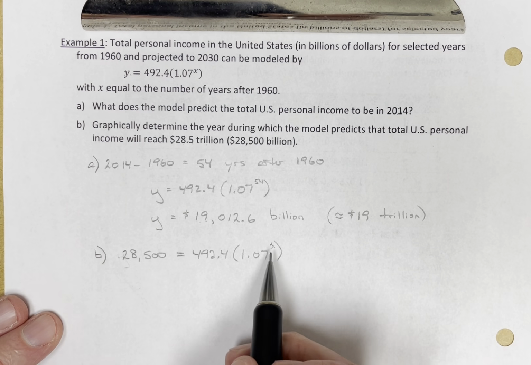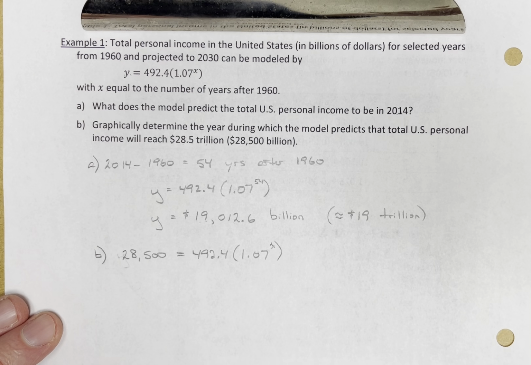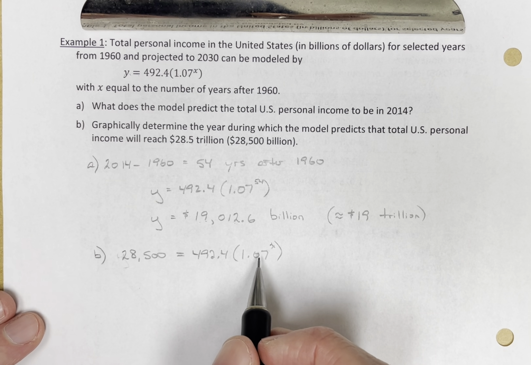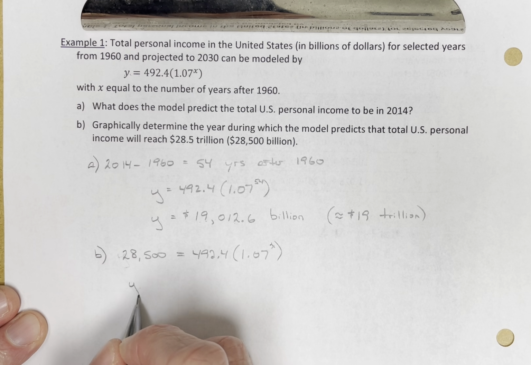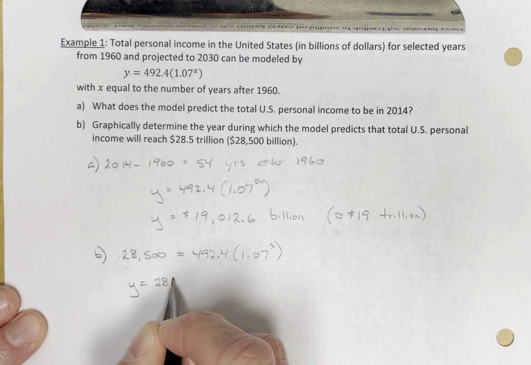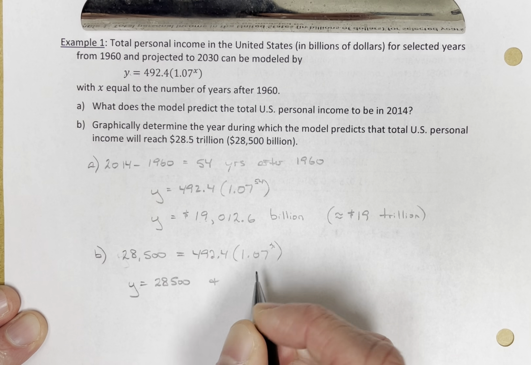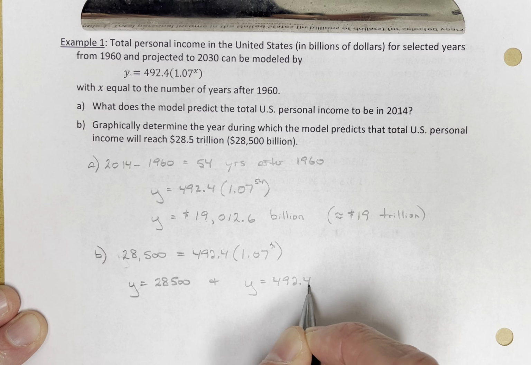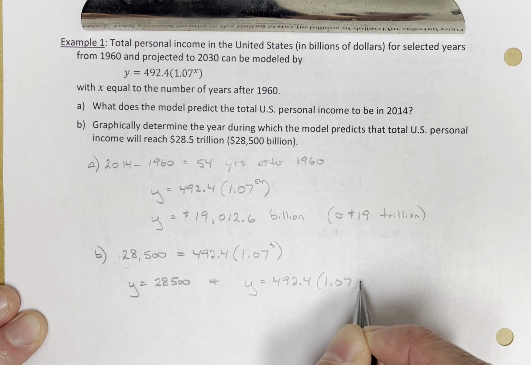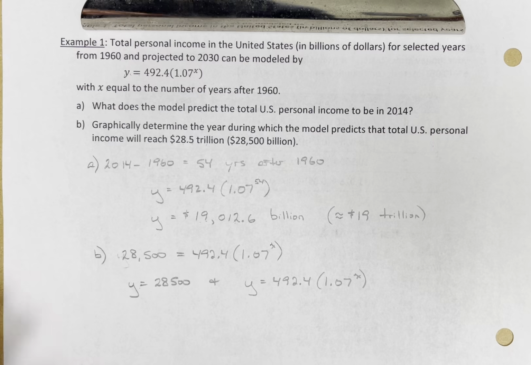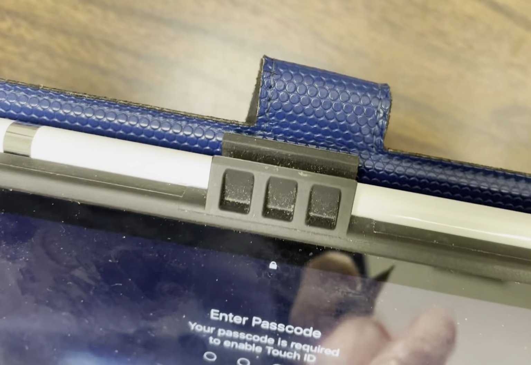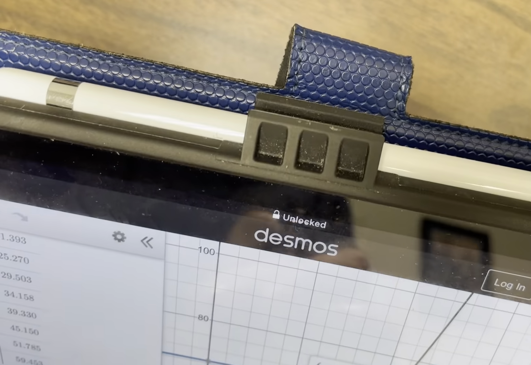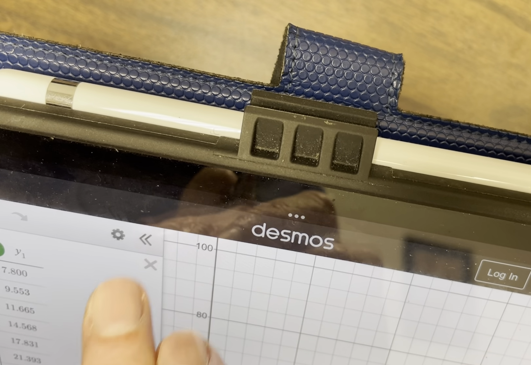We don't know how to solve this for x yet. We're going to learn that in future lessons. But we can always solve these things graphically. So let's set y equal to the left side, 28,500, and let's set y equal to the right side, 492.4 times 1.07 raised to the x, and let's use a graph. So let me get my Desmos out here. Give me just a moment. Okay, there it is.